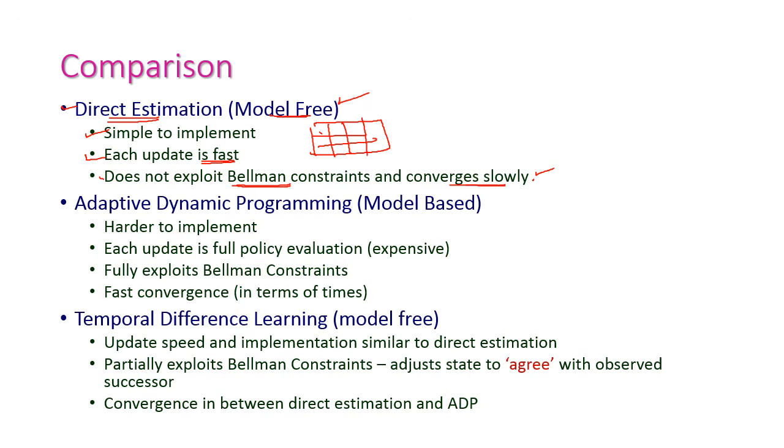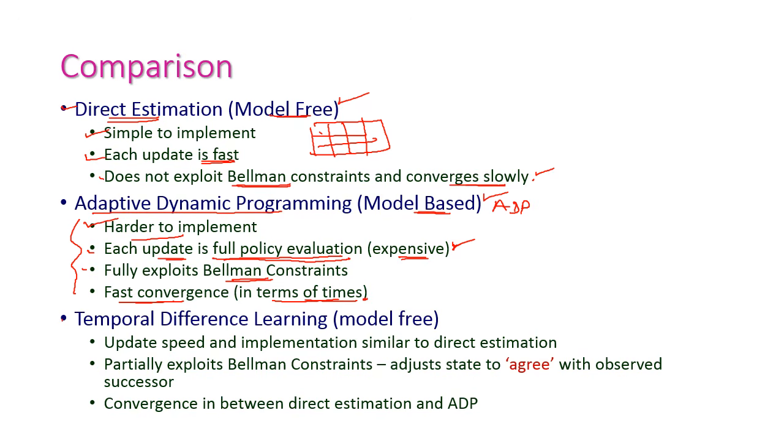The opposite of direct estimation is adaptive dynamic programming, otherwise called ADP. This is a model based approach, hence it is harder to implement compared to direct estimation, and each update is a full policy evaluation. Hence it is very expensive, fully exploits Bellman constraints, and has fast convergence in terms of time. So this is the opposite of direct estimation.